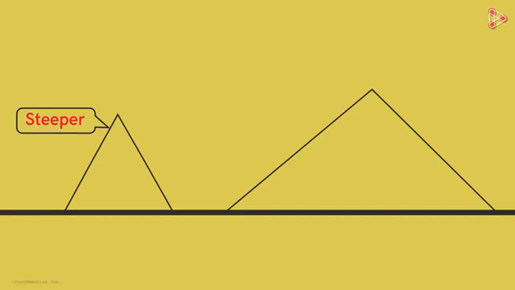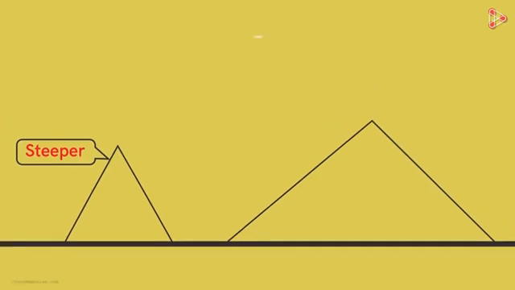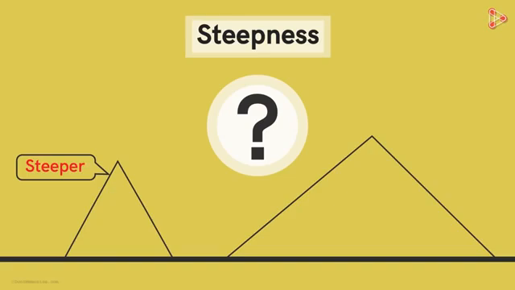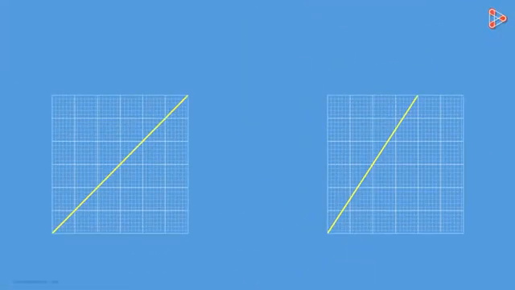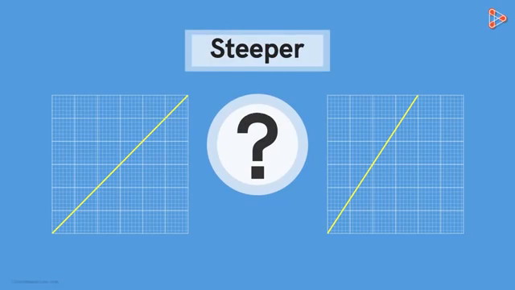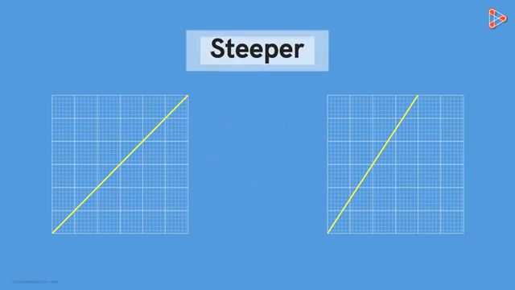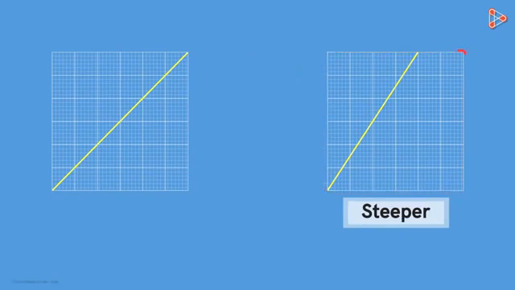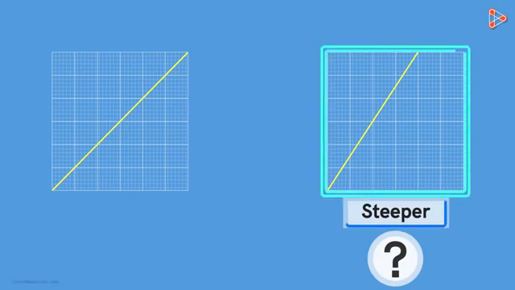Now let me ask you a question. What do we mean by steepness? For example, consider these two straight lines. Which one is steeper? Here the difference is subtle, but we can see that it's the second one. But can you think of a way to concretely prove that the second one is steeper?